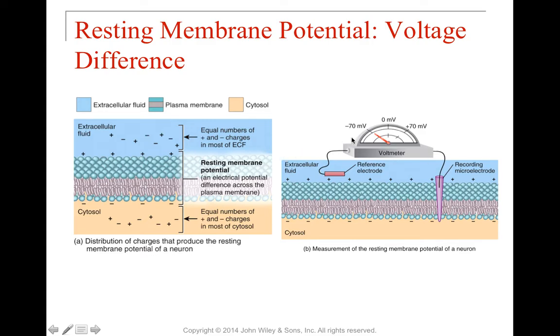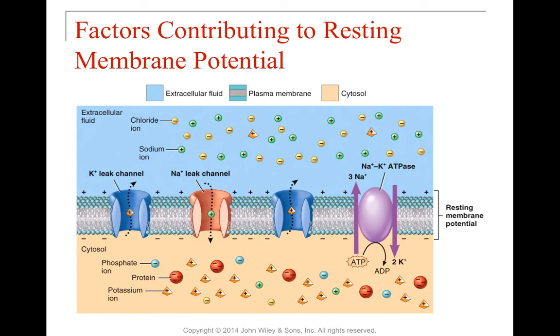And how do we measure that? We measure that with a specialty device called a microelectrode that's going to embed itself into the membrane and measure the electrical charge on this side versus that side. And this way we can record the membrane potential before, during, and after electrical impulses, i.e. action potentials.